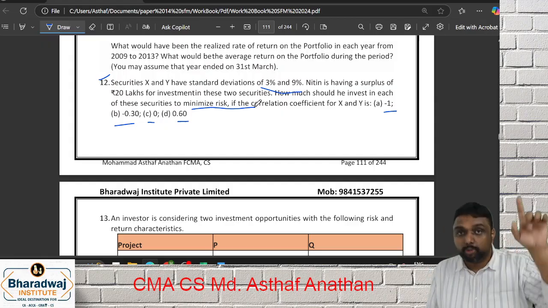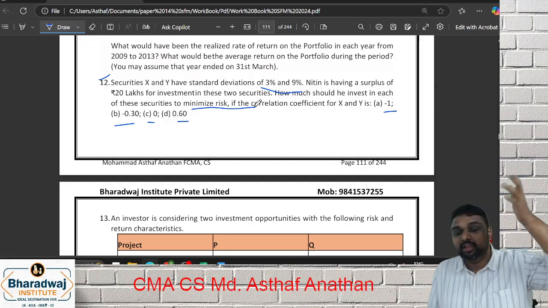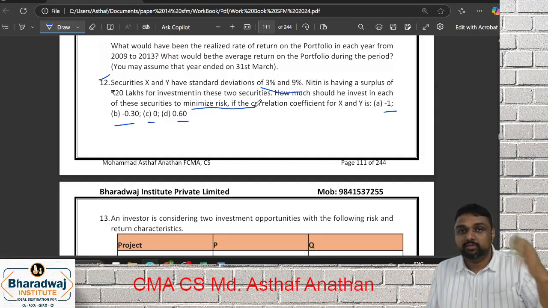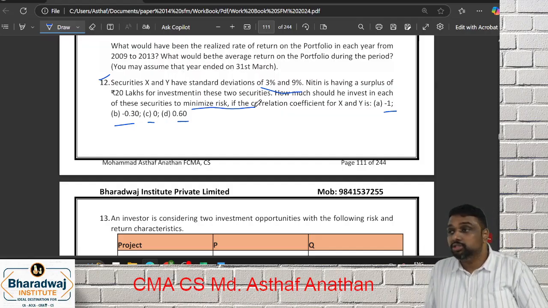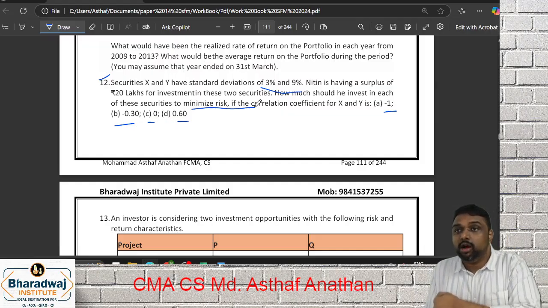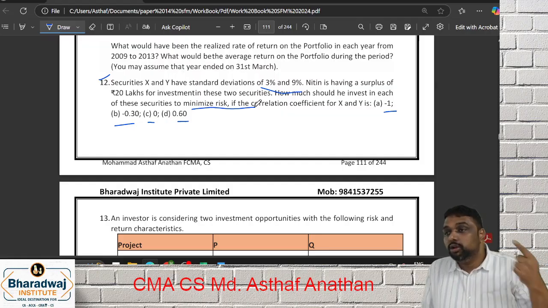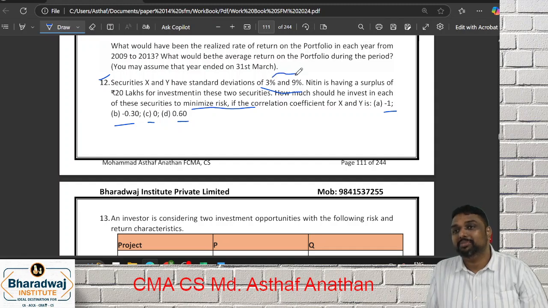So you have to approach our formula, the weight of B: variance of B minus covariance AB divided by variance of A plus variance of B minus 2 covariance AB. So how do you approach? Covariance is not given, they gave only what? Correlation. For each case you have to find out covariance. How do you get covariance? Correlation into standard deviation of the two securities, you have to multiply.